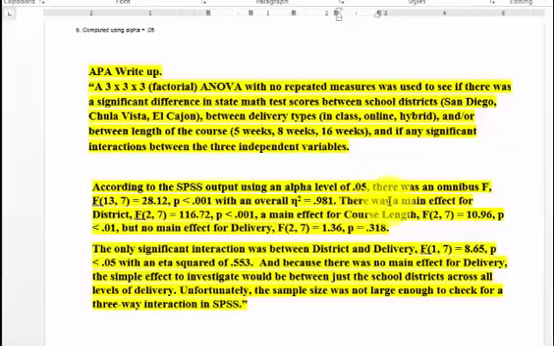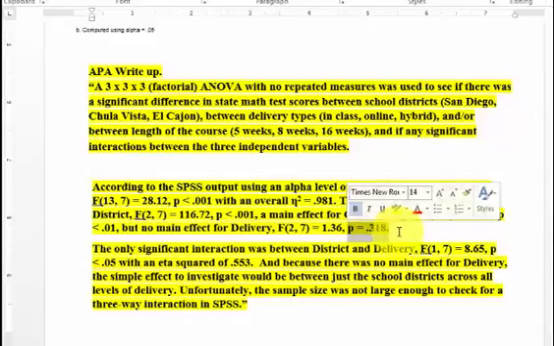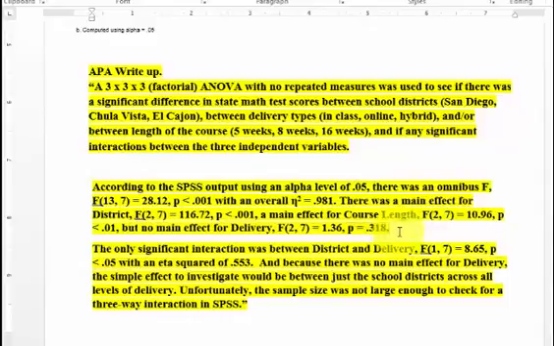So again, there was a main effect for district, F, blah, blah, blah. There was a main effect for course length, F, blah, blah, blah. But there was no main effect for delivery. So when there's no main effect, you put the exact p-value in there. I'll say that again. When there was no significant difference, you put the exact value for the p. The other ones, you do not. You use less than either 0.05, 0.01, or 0.001.